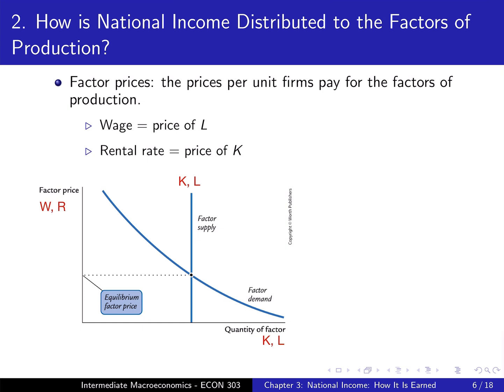This diagram shows how income flows from firms to households in the form of wages and rents, distributing national income to the owners of labor and capital. It shows how factor prices are determined in the competitive market. Factor demand: downward sloping due to diminishing marginal returns. Firms demand less as price rises. Factor supply: vertical, fixed supply in the short run. The intersection gives the equilibrium factor price, where demand equals supply.